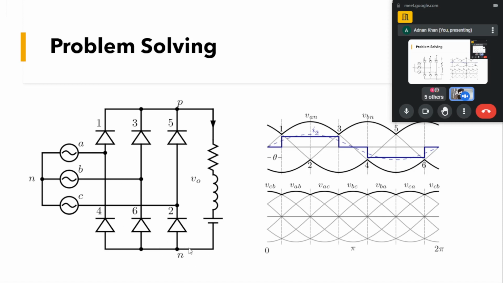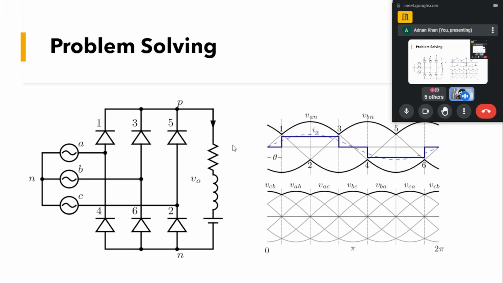So we can say the top three devices are in common cathode configuration and the bottom three devices are in common anode configuration. As I had already told, for common cathode configuration, the diode with the highest potential will start conducting, and in the common anode configuration, the diode with the lowest cathode potential will start conducting. Here with these gray waveforms you can see three waves traced: this is VAN, this is 120 degrees apart VBN, and then VCN is this one.